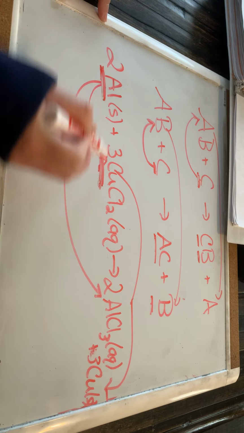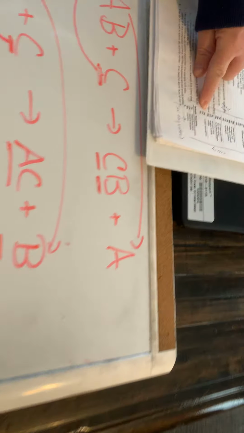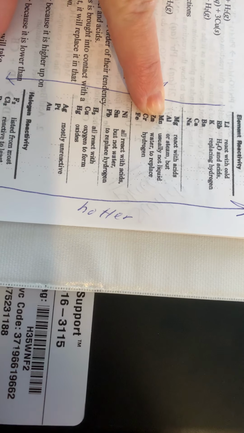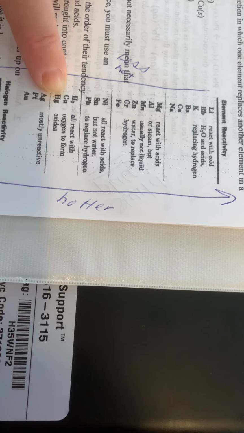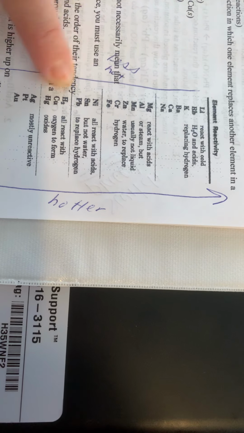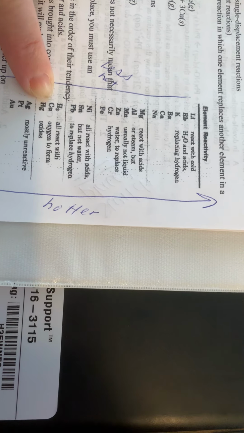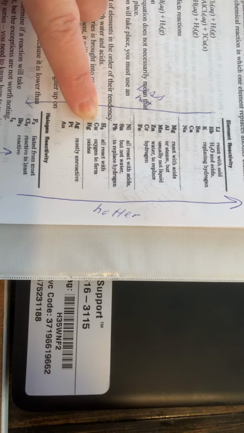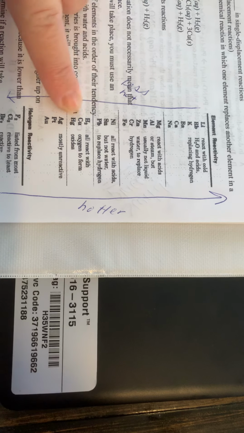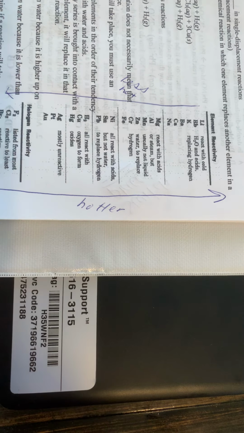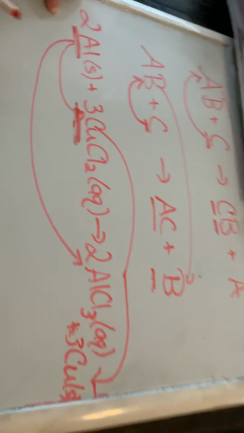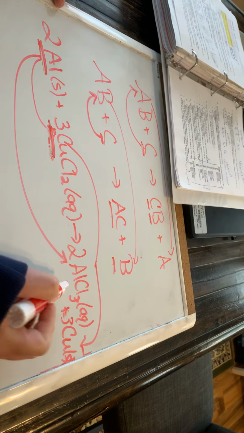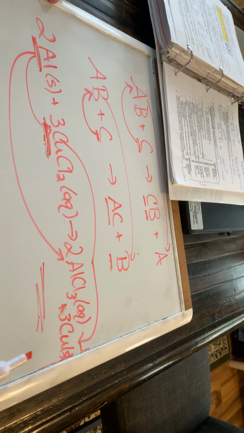So aluminum, copper. You find aluminum on your element reactivity. Aluminum's right here. Okay, then you find copper. Copper's down here. Aluminum is above copper in the element reactivity or the reactivity series. It's called a lot of different things, activity series. Because aluminum is above copper, it's able to knock it out. Okay? So because aluminum in your reactivity series is above copper, this is going to happen. So you're going to have a reaction.